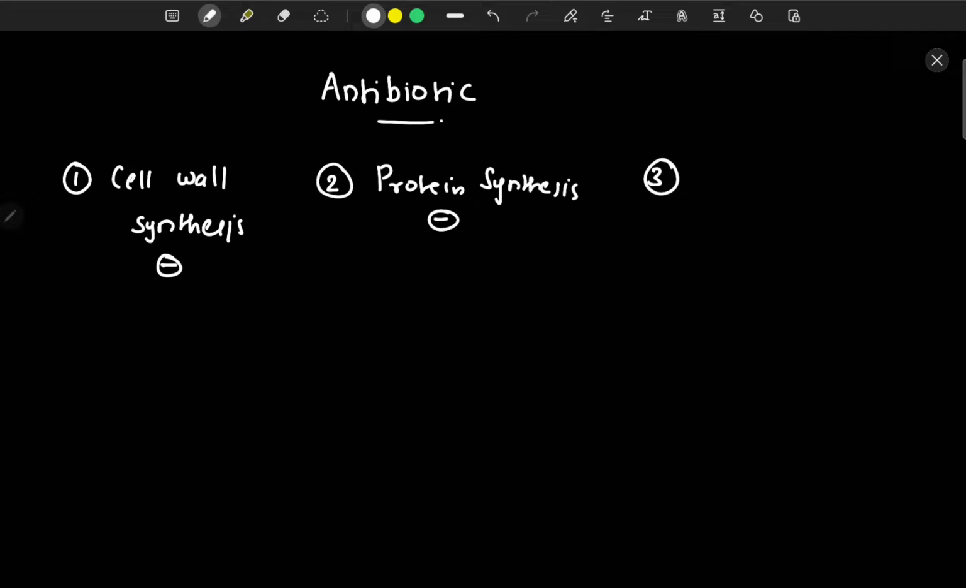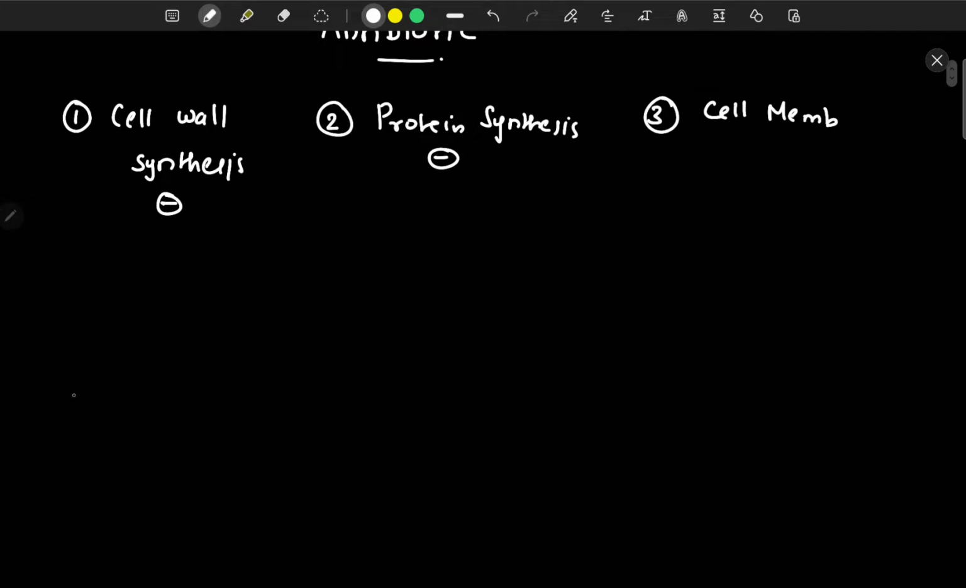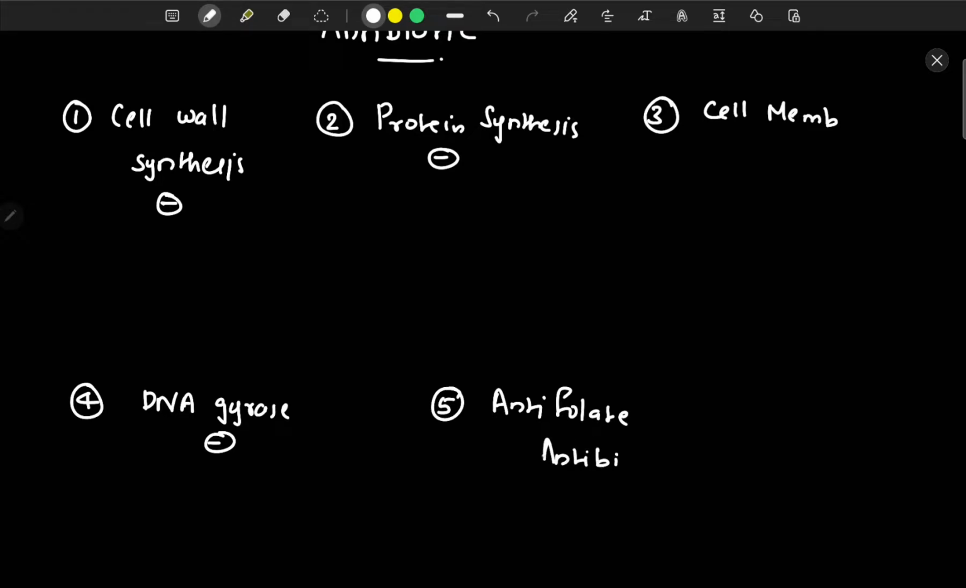The third group includes the antibiotics which are aimed at attacking the cell membrane, and we have another class, that is DNA gyrase inhibitors, and the fifth class, that is antifolate antibiotics.